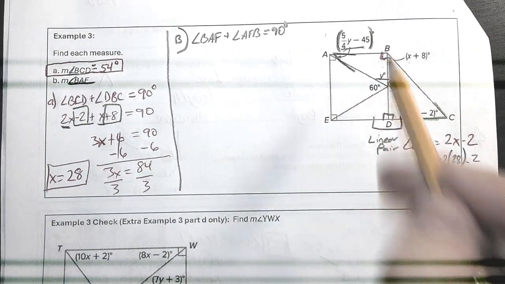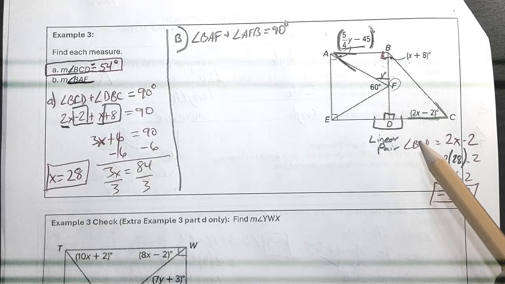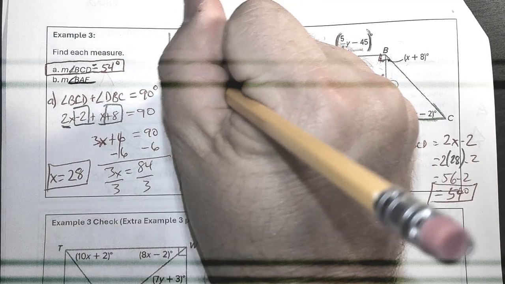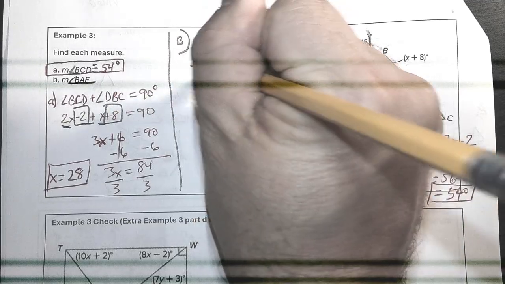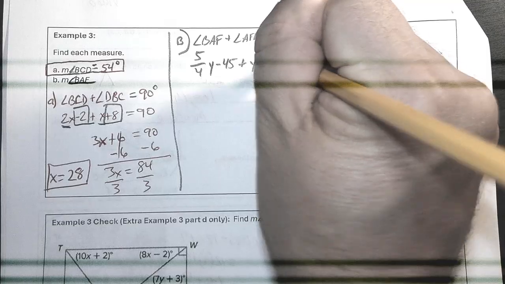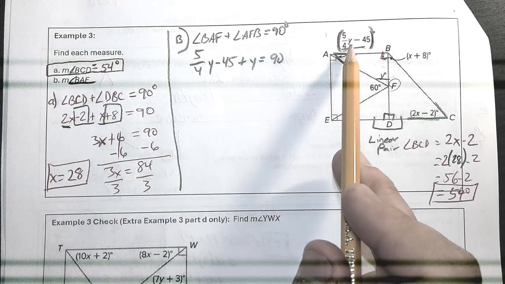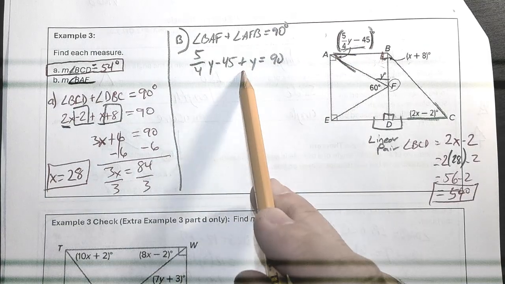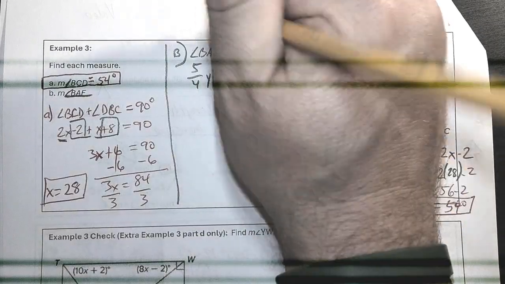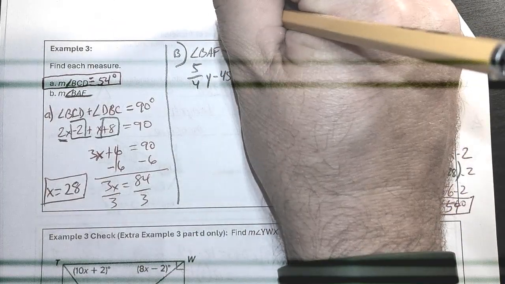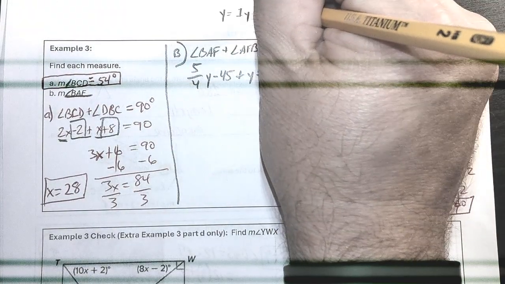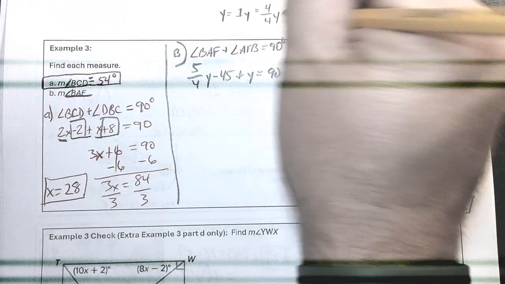Because this is the other 90 for the 180 degrees for our triangle. So, we have 5/4 y minus 45 plus another y equals 90. Now let me just scooch up here a little. I want to remind you guys that y is the same as 1y. Everybody agree? Cool. Which is the same as also 4 over 4y.